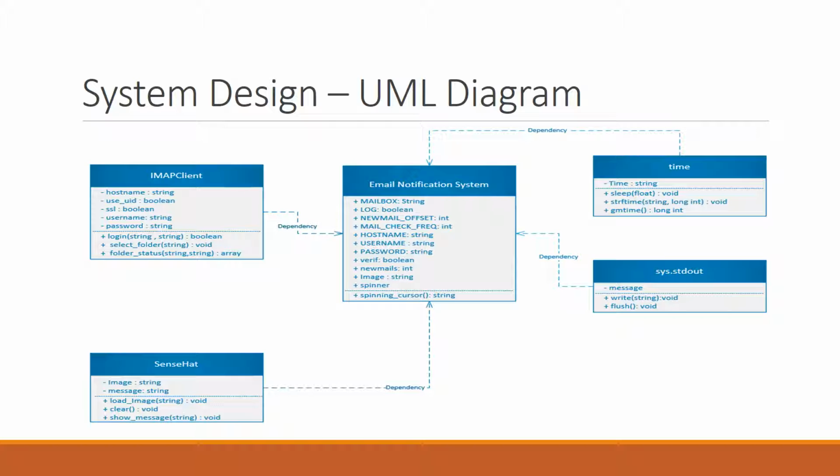As we further looked into it, another class, the Sense HAT class, is used to send and receive data from the Sense HAT, which functions in this email notification system to display and update the number of emails, as well as display the images sent from the email notification. The last class is the system standard out, which is used for the email notification system to display messages on the user's terminal.